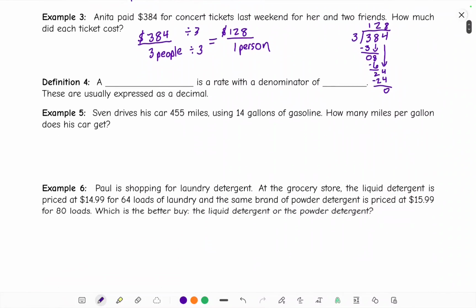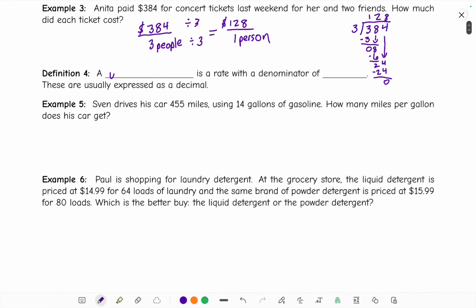Definition 4. A unit rate is a rate with a denominator of 1. These are usually expressed as decimals. Sven drives his car 455 miles using 14 gallons of gasoline. How many miles per gallon does his car get? So here it's telling us which way to do the rate because it says miles per gallon. So miles on top, gallons on the bottom.